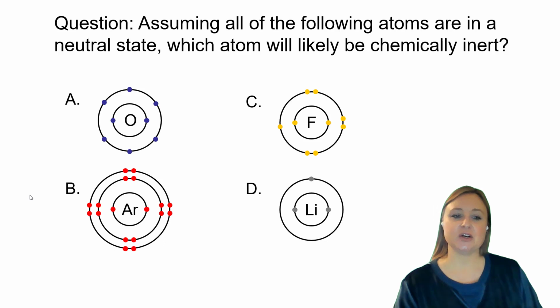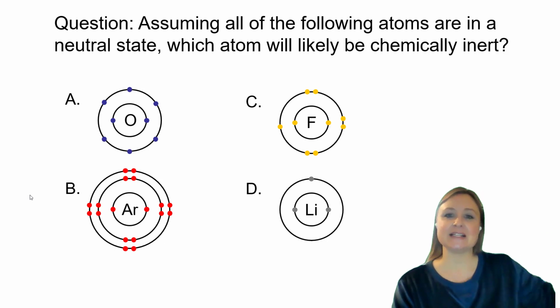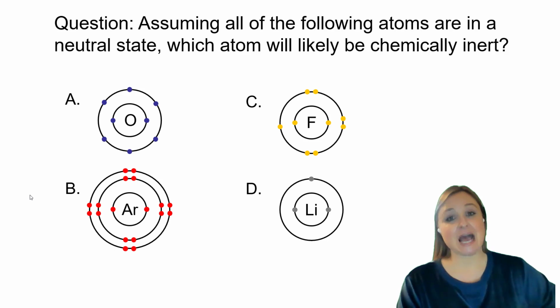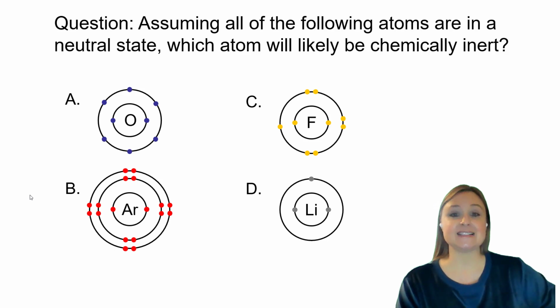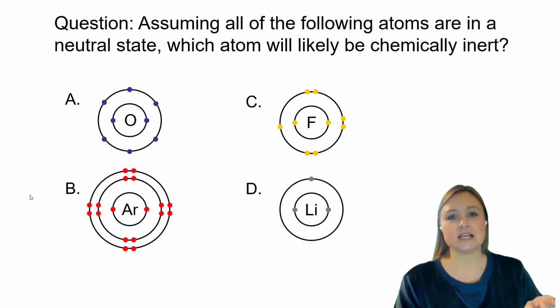Okay, so the answer here was B. Argon is likely to be chemically inert because it has a full complement in its outer shell, full complement of valence electrons. Remember, valence electrons refer specifically to the electrons in the outermost shell.